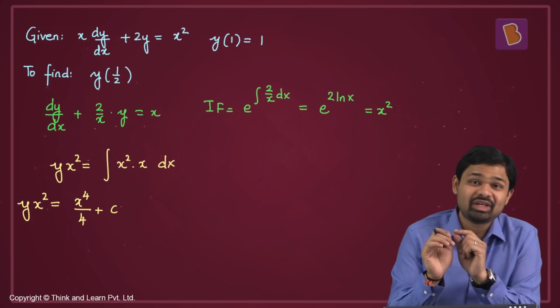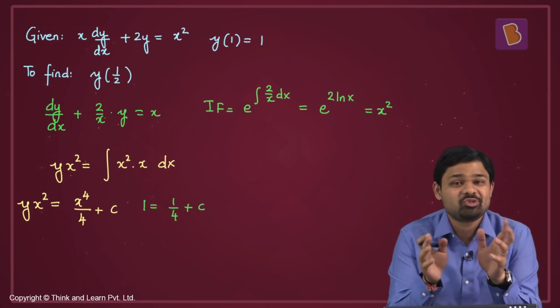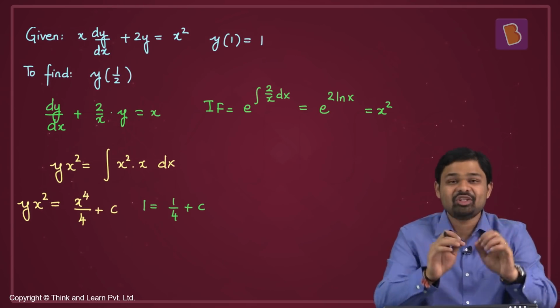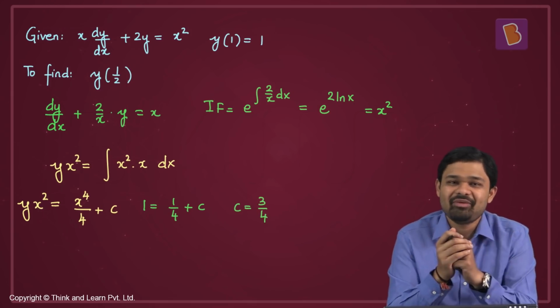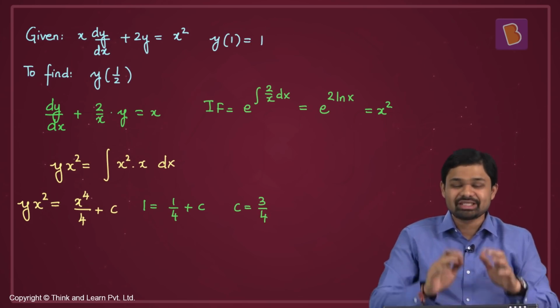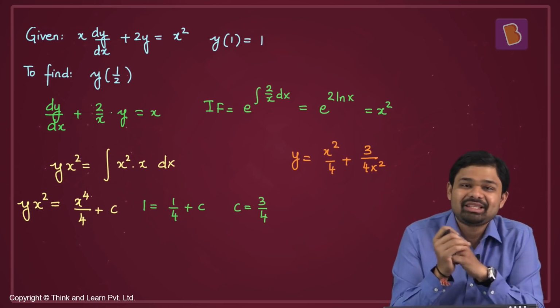They have given us one of the conditions, which is y of 1 equal to 1. So substitute the values x, y equal to 1, 1 in the solution to the differential equation, and you will find out the value of c to be equal to 3 by 4. Once you've got the value of c to be equal to 3 by 4, the solution to the differential equation is nothing but y equal to x square divided by 4 plus 3 by 4 x square.